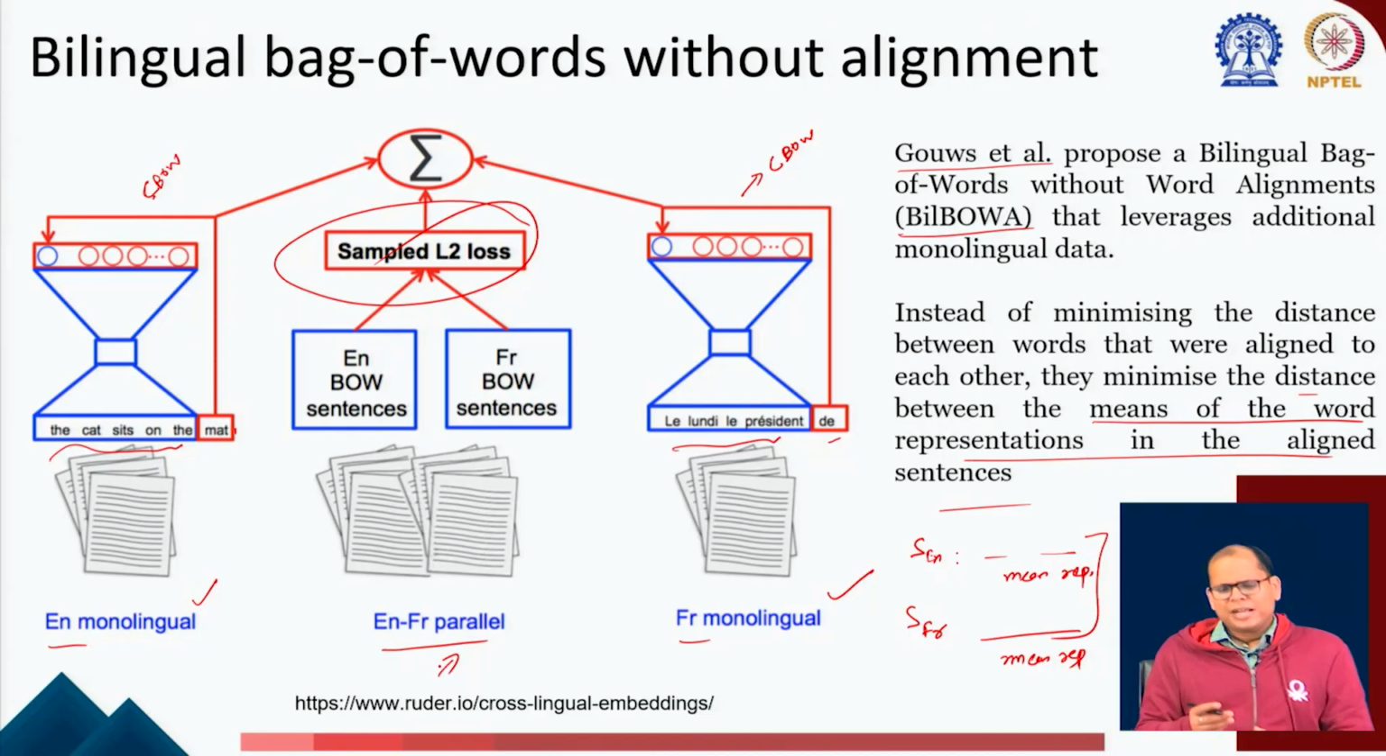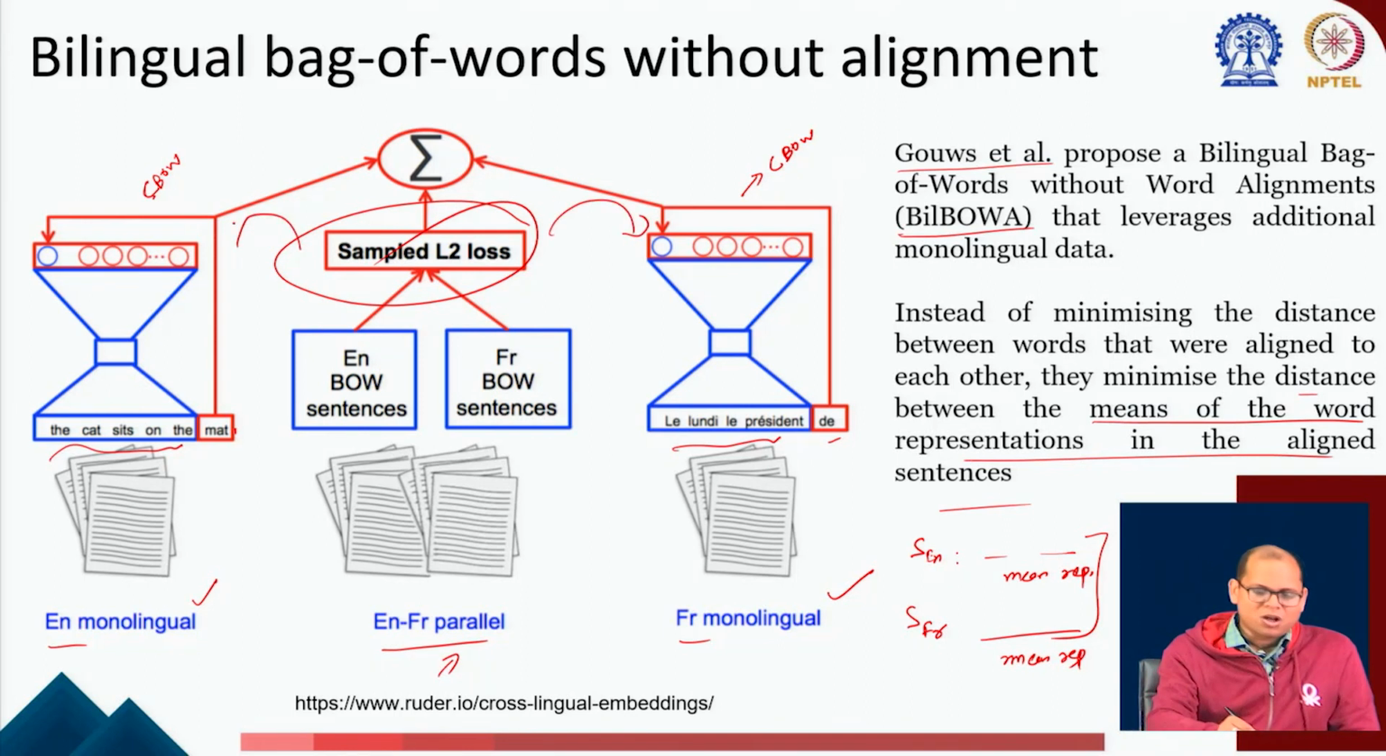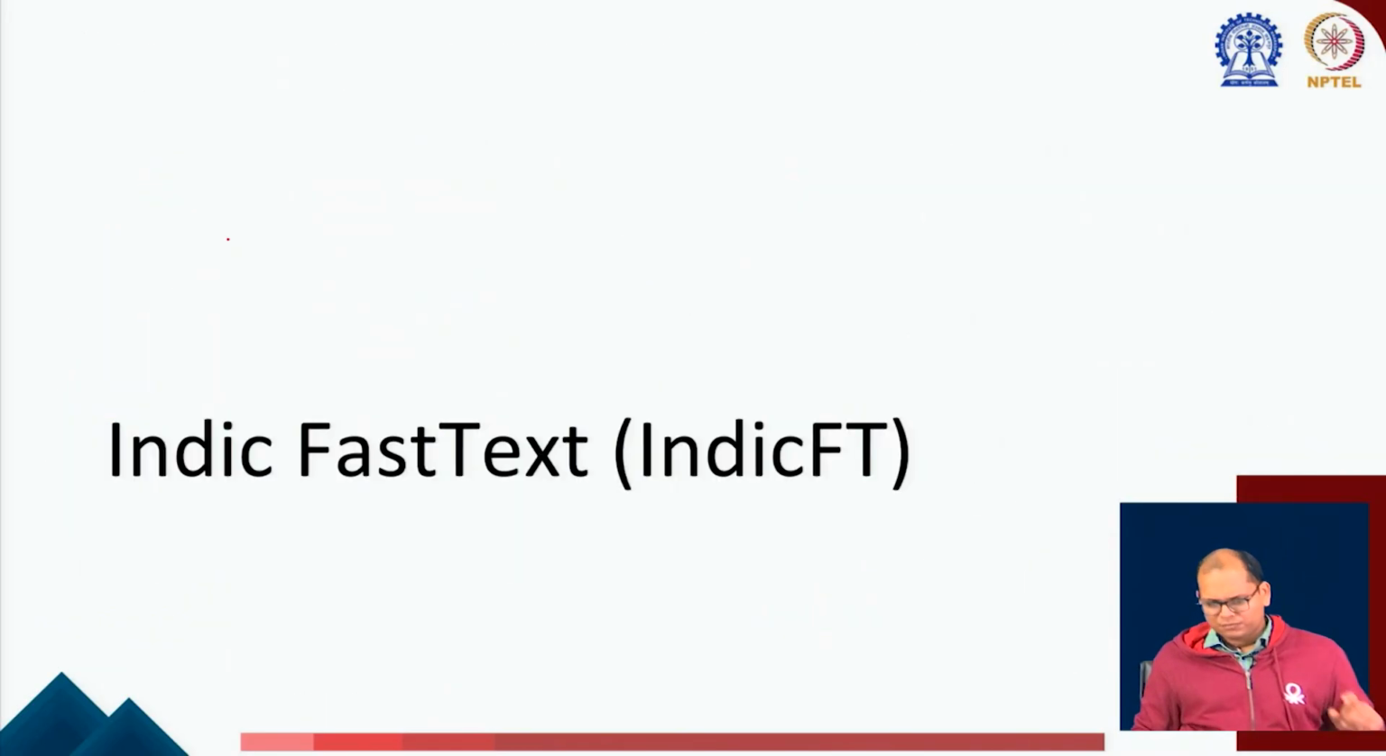And this mean you can get by simply adding the representations, taking the average representation, and so on. And this can be used in addition to the monolingual losses like the one that you are seeing here, and that actually helps in learning a much better shared representation for the languages.